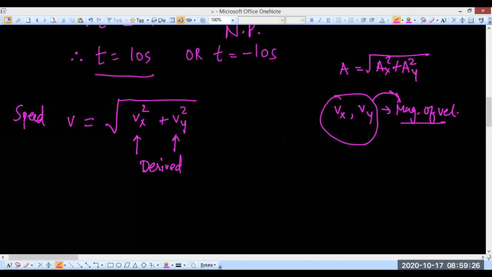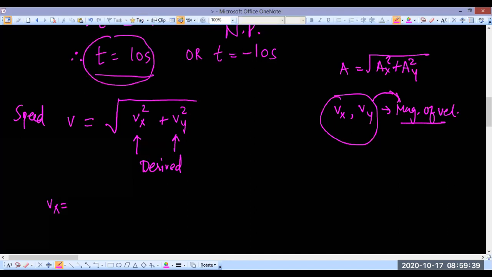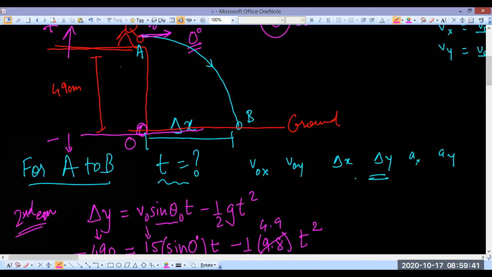Anyways, so this is what we are going to do. We will find Vx and Vy. You know how to find Vx? See, now we also know the time. When it hits the ground, the stone is going to be here at B. We want to find what's the speed at B. So we can find Vx, we can find Vy. Let's do it.